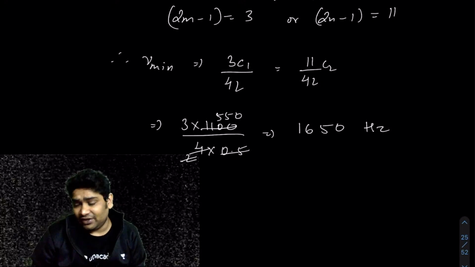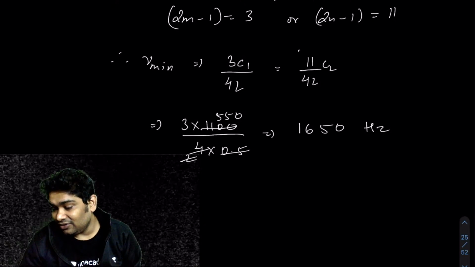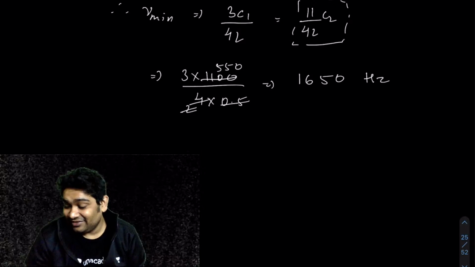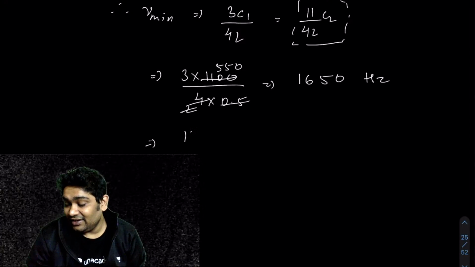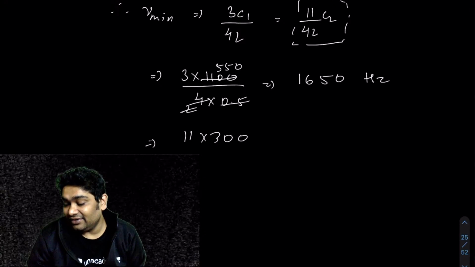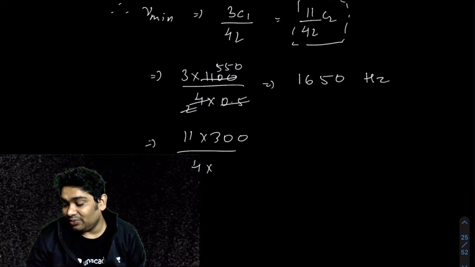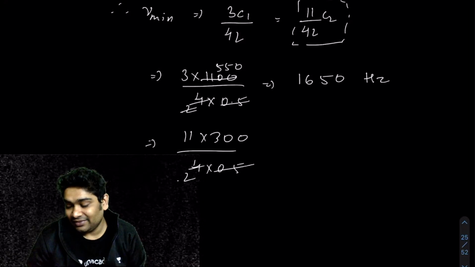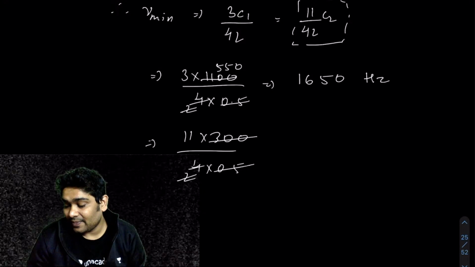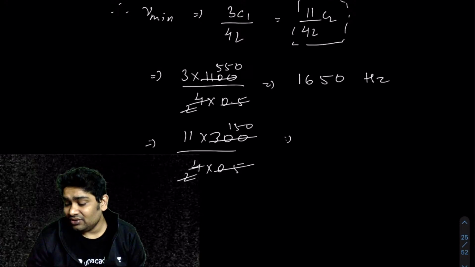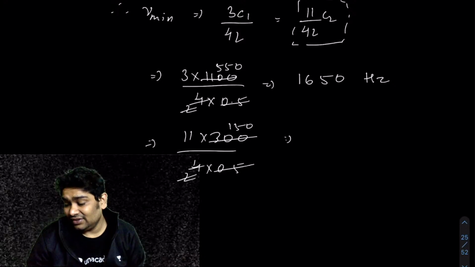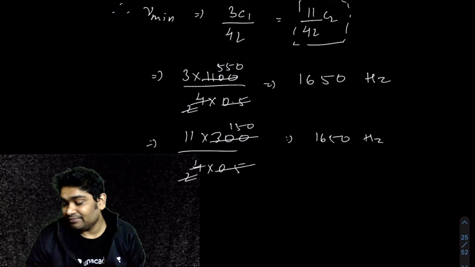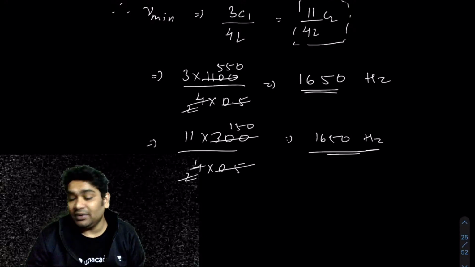Even if you try to calculate it using the other one, let's try like that also. 11 into 300 over 4 into 0.5, you will get the same value, 1650. Okay, so that is how you find the minimum frequency.